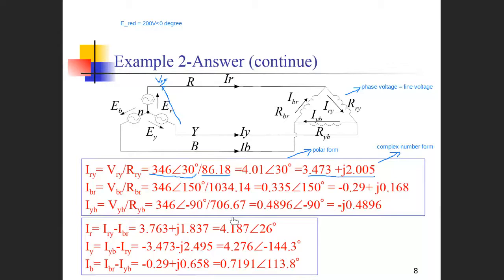In these polar forms, the phase angles of the red line current, yellow line current, and blue line current are no longer 120 degrees apart, because they are unbalanced. Theoretically, if they were balanced, they would be 0 degrees, minus 120, plus 120, but they are unbalanced. So you can draw the phasor diagrams based on these values.